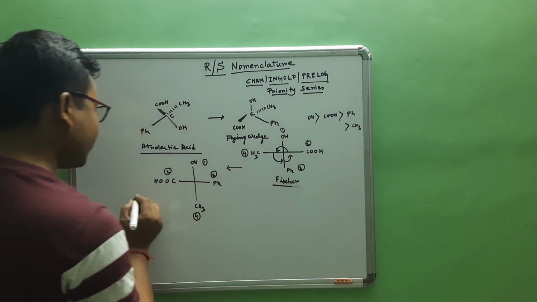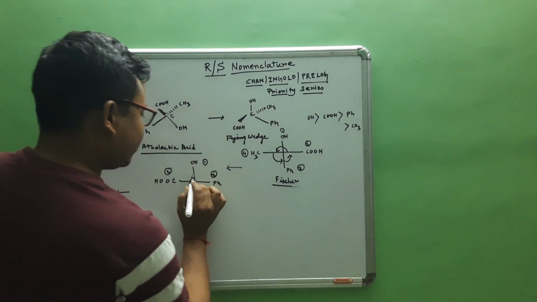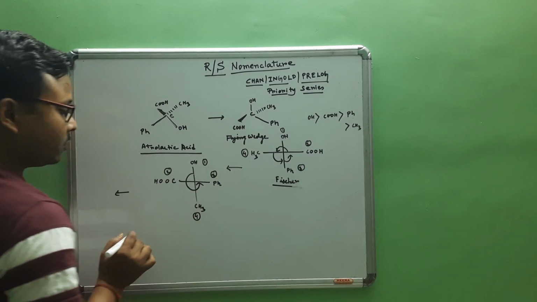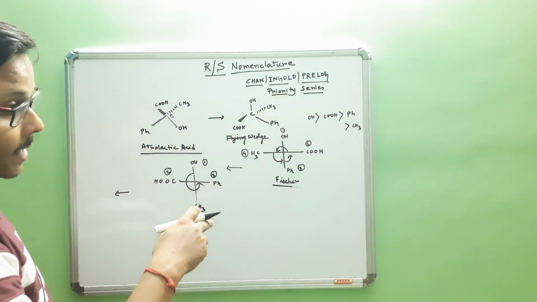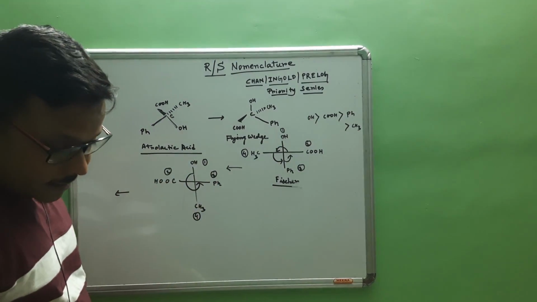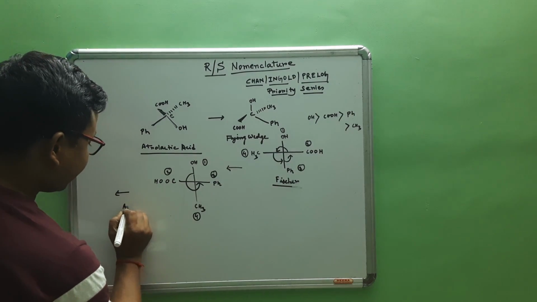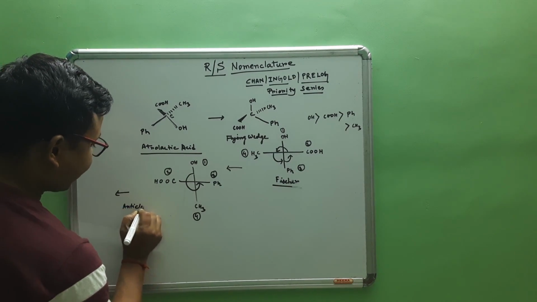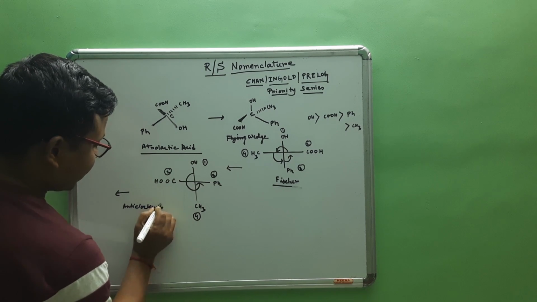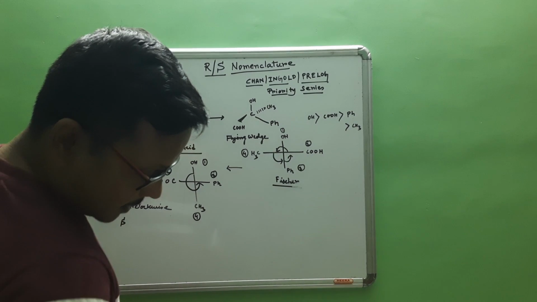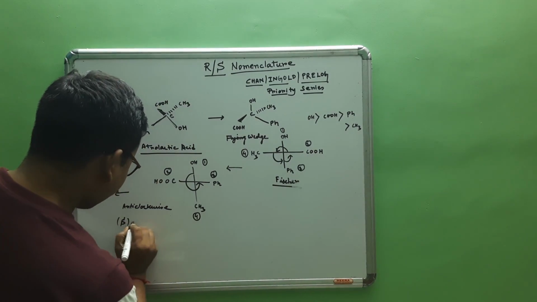Now trace the path 1, 2, 3. This is 1, this is 2, this is 3. So whether it is clockwise or anti-clockwise, obviously this is anti-clockwise. So this is the S isomer. So what will be the IUPAC name?